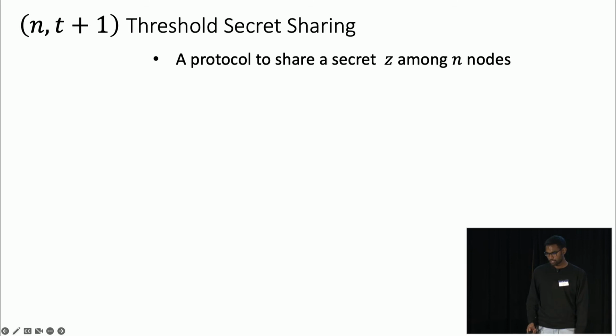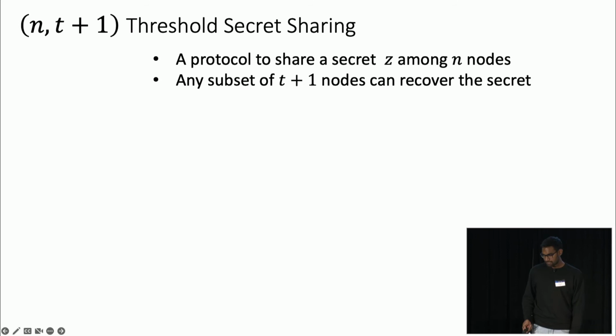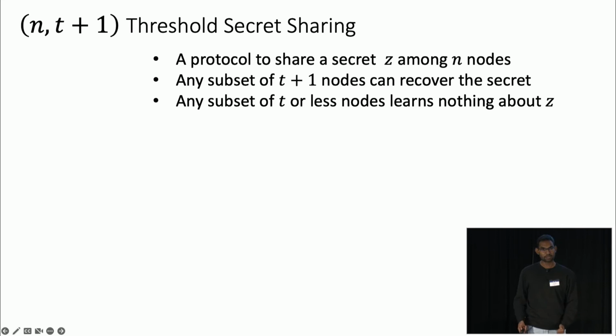So, brief background. First, I want to describe what threshold secret sharing is. It's a protocol among N nodes where we have a common secret z such that any subset of T plus one nodes can recover the secret, and any subset of T or fewer nodes learn nothing about the secret. So this is a very standard primitive. It's called threshold secret sharing.